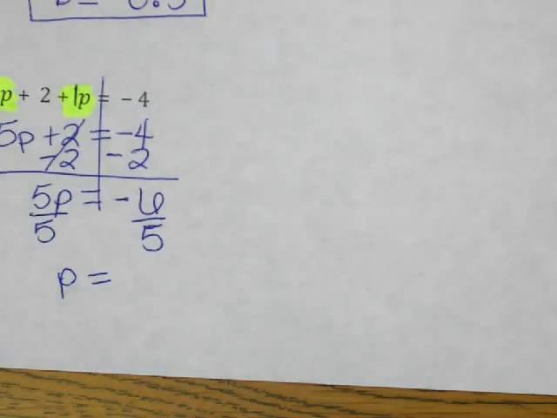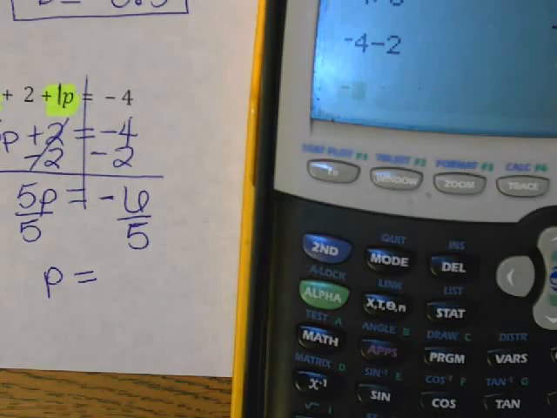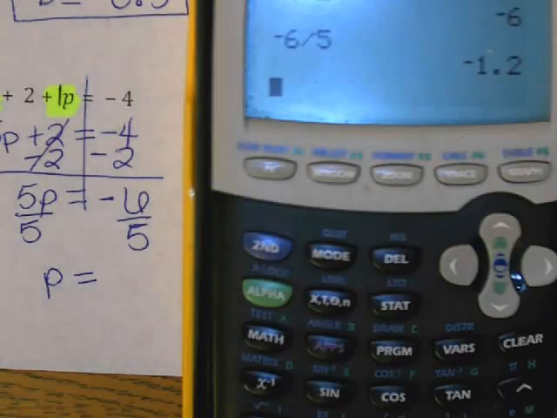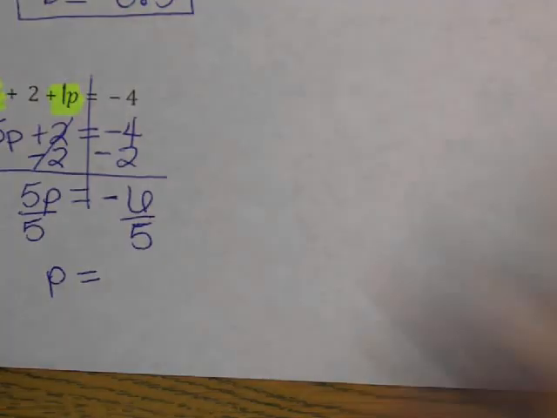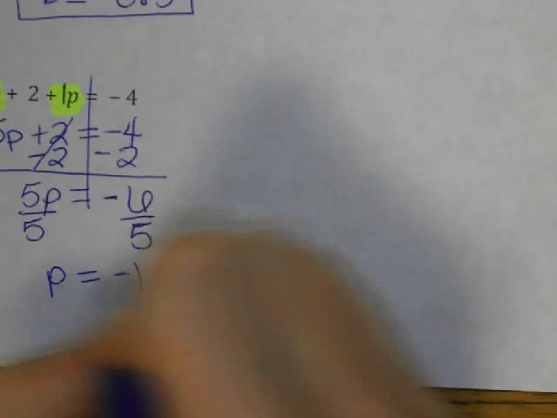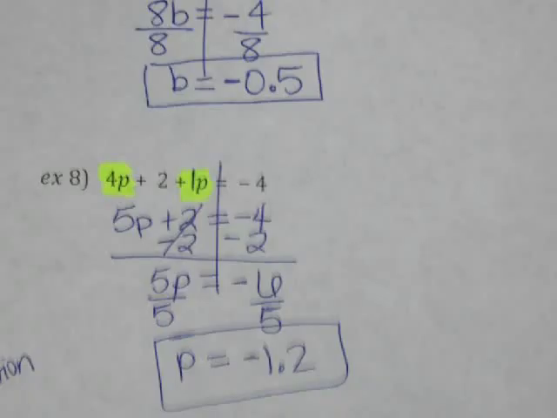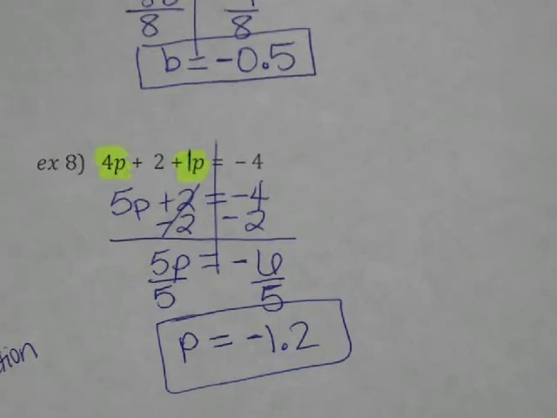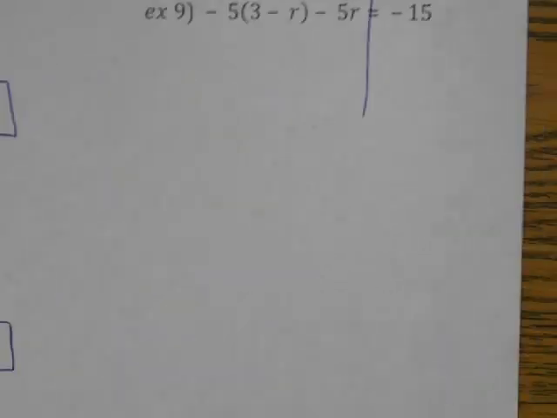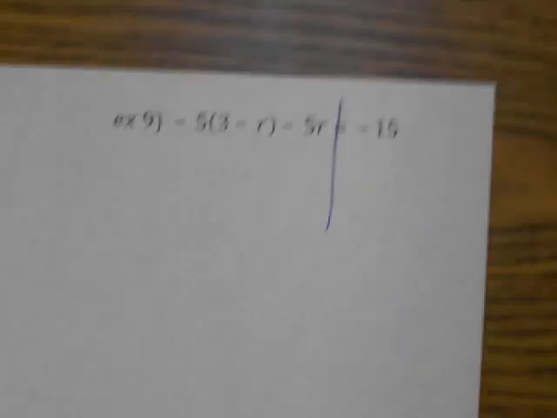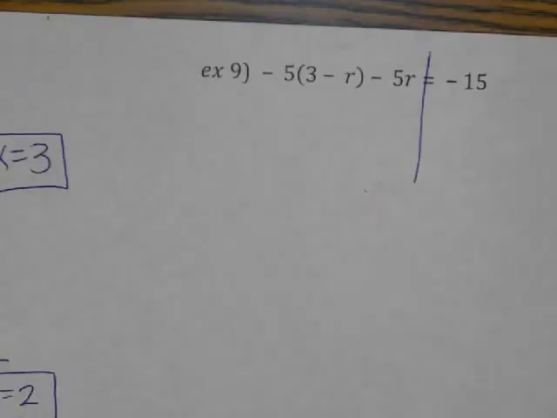So p equals, and I'm going to divide that on my calculator, -6 divided by 5, and I get -1.2. Okay? Any questions about number 8? If you do, please stop the video and ask. All right, number 9. Number 9 is a little bit trickier, but it's just a couple of extra steps.